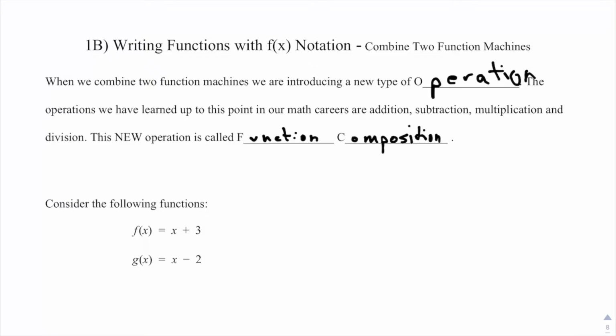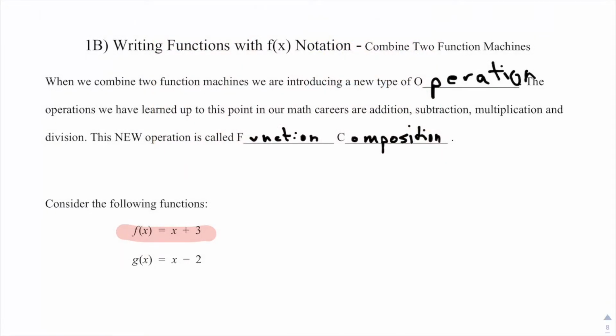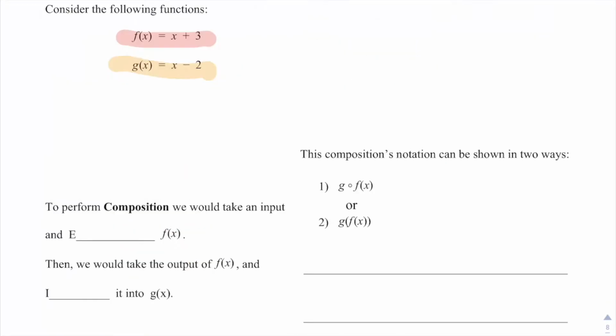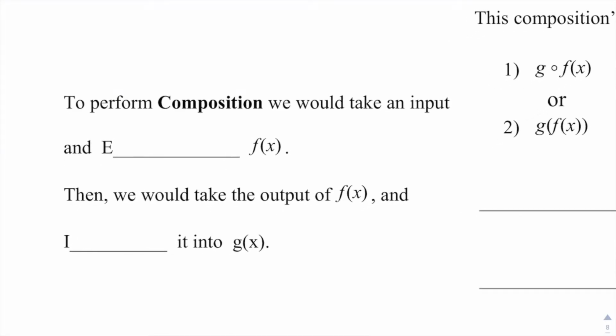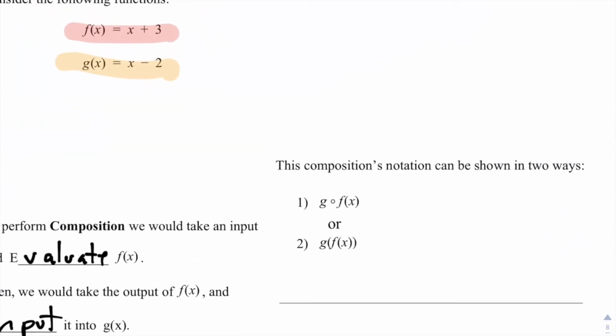So let's consider the following functions. f of x equals x plus 3 and g of x equals x minus 2. To perform function composition, we take an input and evaluate f of x. Then we take the output of f of x and input it into g of x. So let me show you what I mean by that.